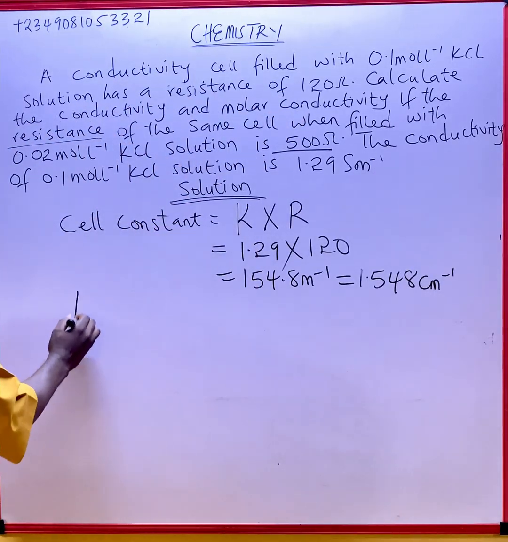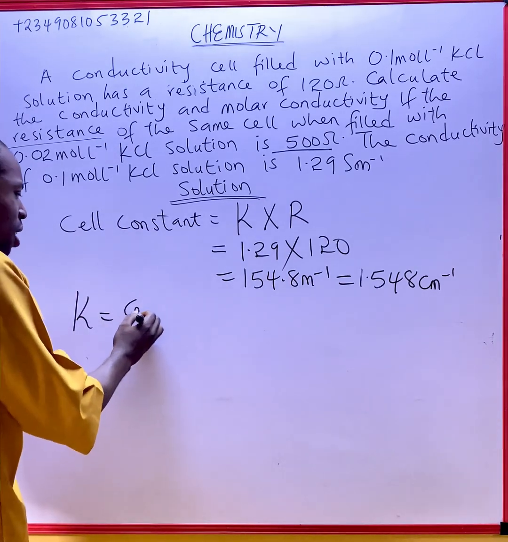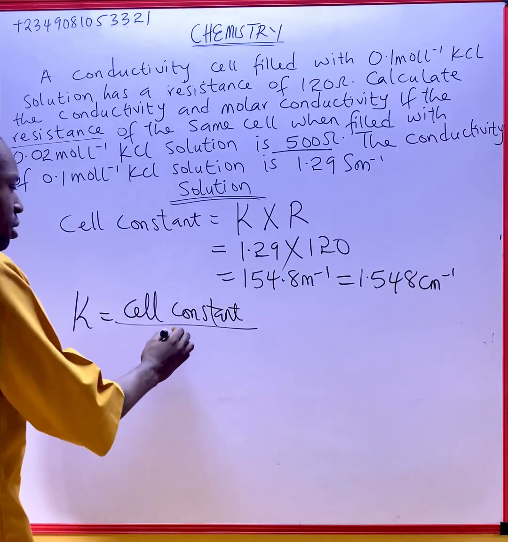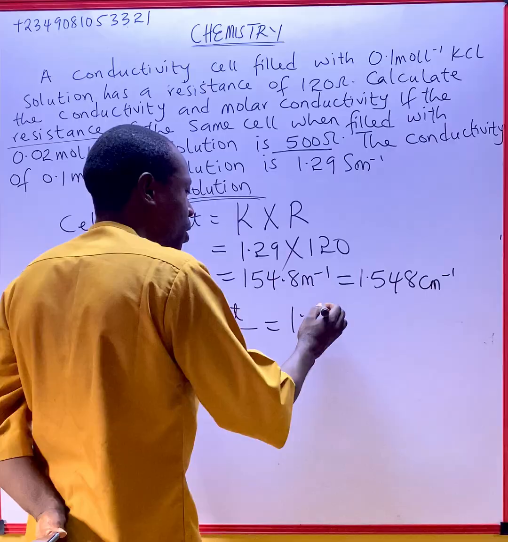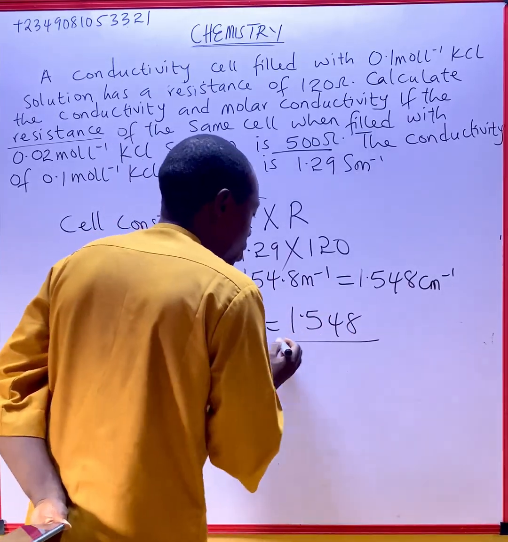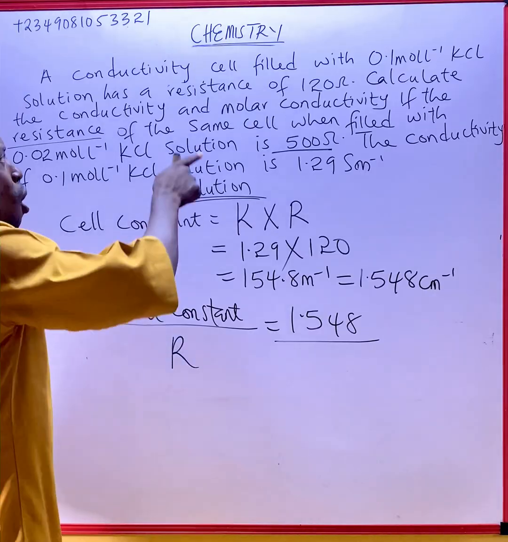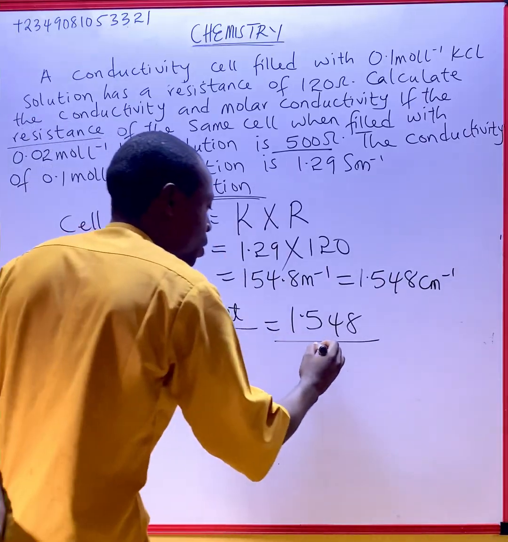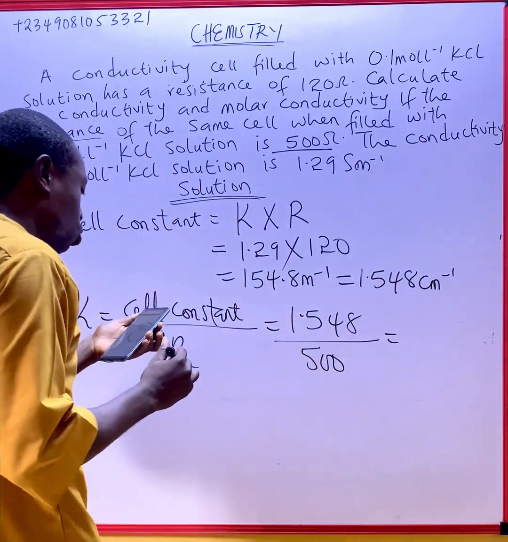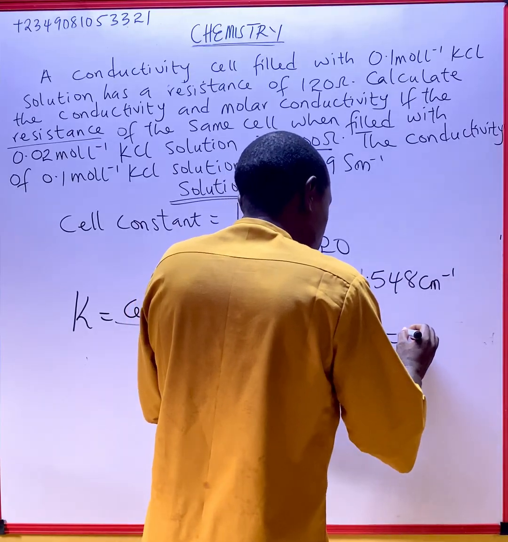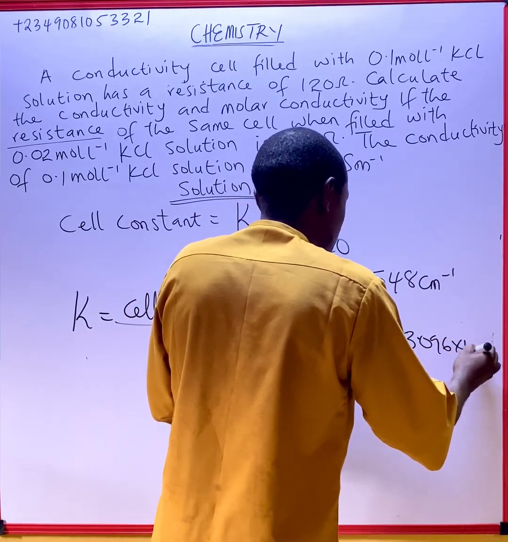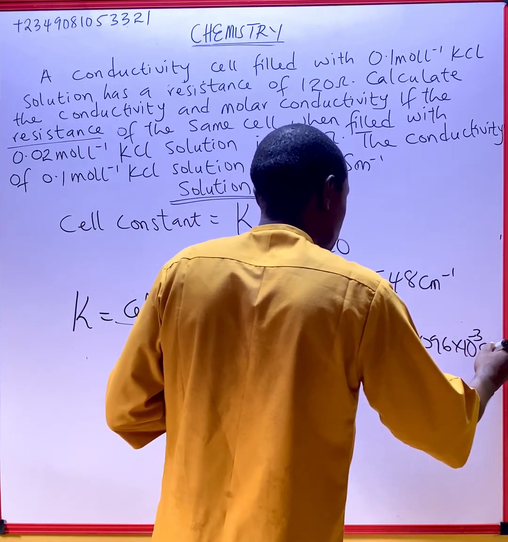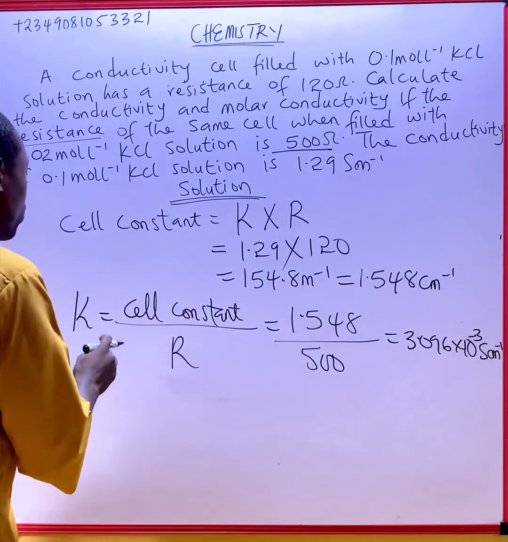Now we can solve for the specific conductance, or the conductivity, and molar conductivity. So we come to say K is equal to cell constant divided by resistance, which is equal to 1.548 divided by my resistance here of this 0.02 KCl I'm looking for, which is 500. When you do it, it will be 3.096 times 10 to the minus 3 Siemens per centimeter. Now I've got it for the K.